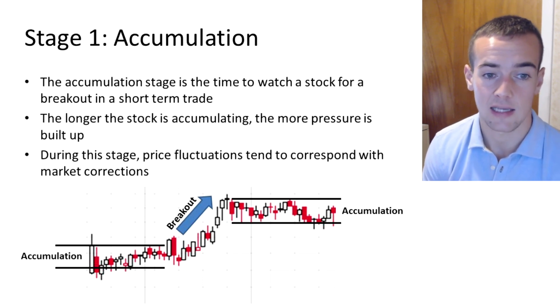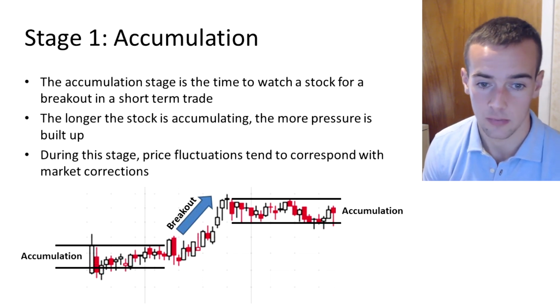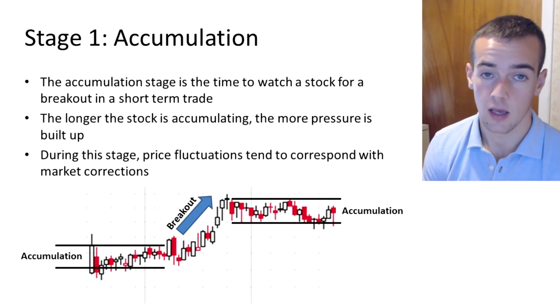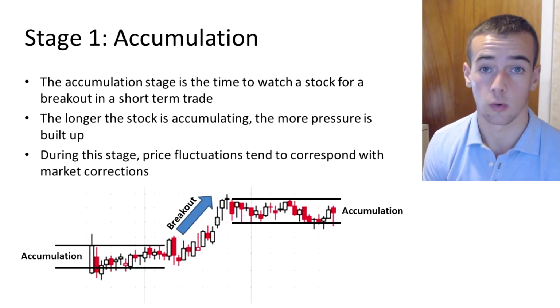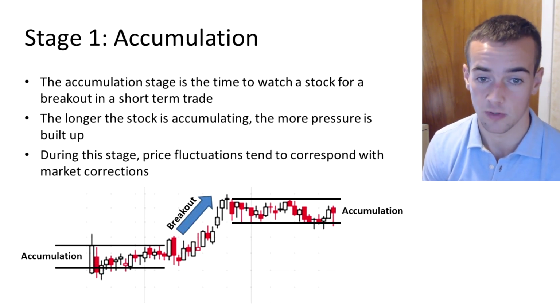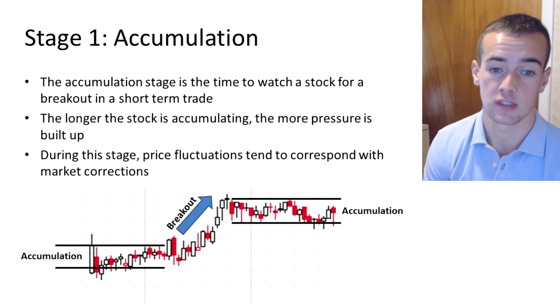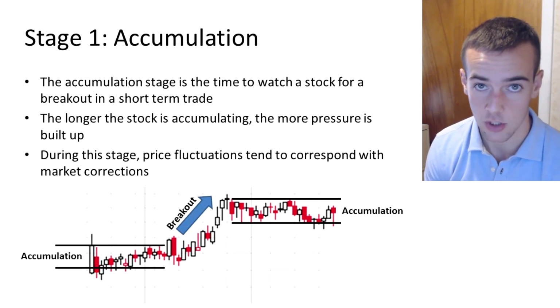Now, the longer the stock is accumulating, the more pressure is built up. So you want to look for a nice, long, healthy accumulation phase. The longer it accumulates, you're usually going to see a more explosive price movement when it does finally break out. Now, during this stage, price fluctuations tend to correspond with market corrections.